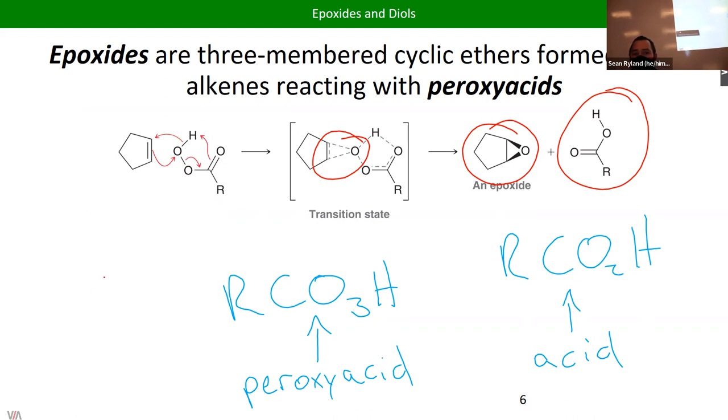So this is a weird looking mechanism, but it's not all that tricky. It's one step basically. It's a concerted mechanism. You just have to know that this proton transfer step is happening and what your net result is, and you can usually figure out what's going on. Okay, a pair of electrons is going to the oxygen. A pair of the oxygen's electrons are going to the other carbon to sort of insert the oxygen in between the two carbons.